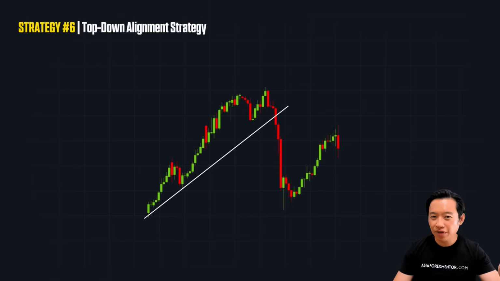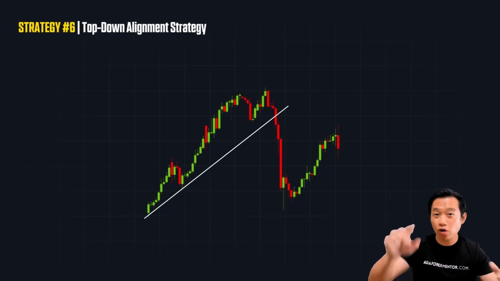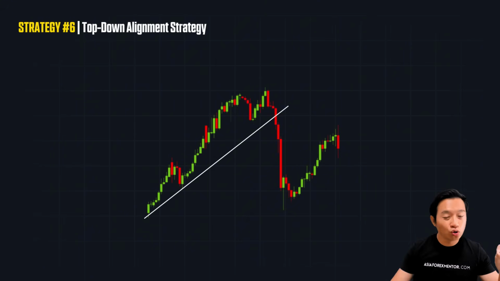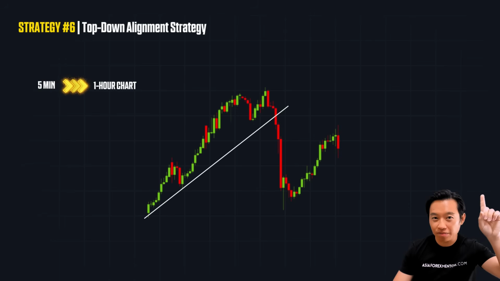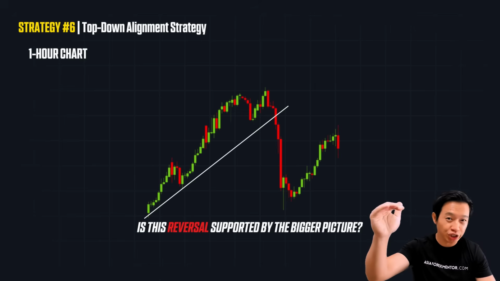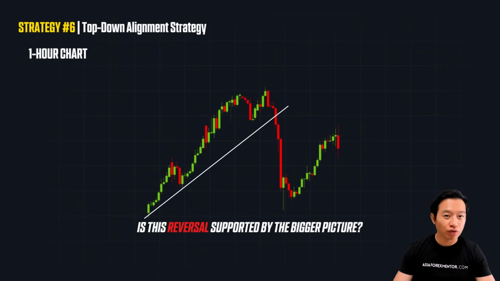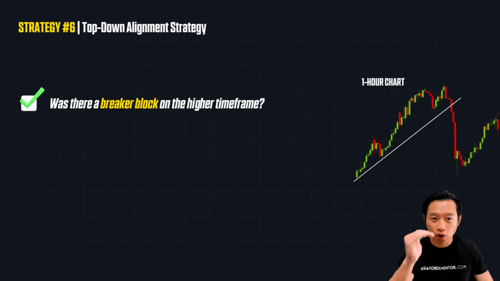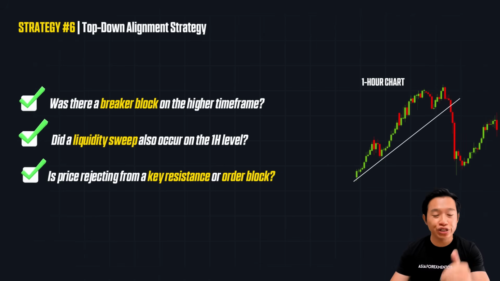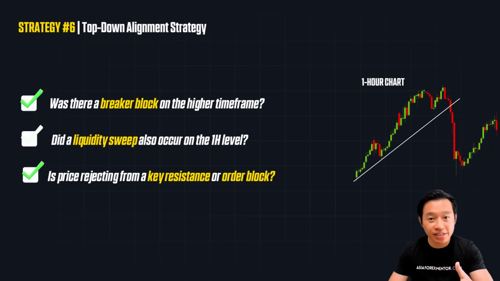You don't take a reversal setup on a 5-minute chart just because you break the trend line and it looks nice. No. You go one level up. You go to the 1 hour chart and ask yourself, is this reversal supported by the bigger picture in a higher time frame? Here's what we look for. Was there a breaker block on the higher time frame? Did a liquidity sweep also occur on the 1 hour time frame? Is price rejecting from a key resistance or order block in that time frame?